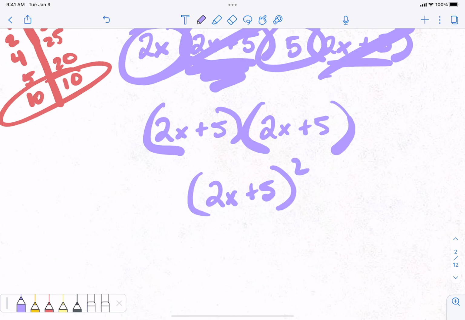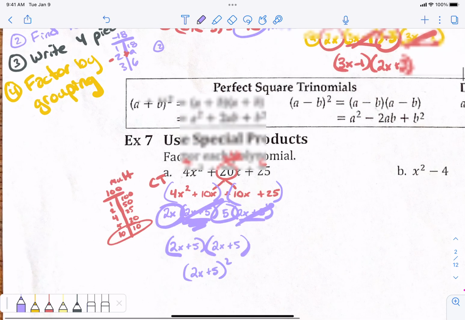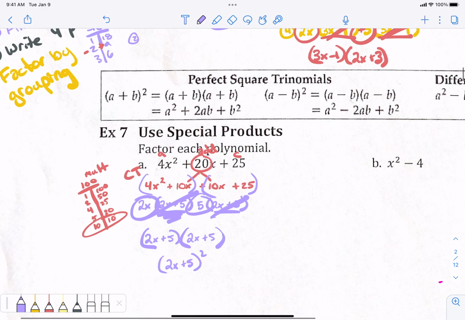Now, I skipped over this heading just because I wanted to see if you guys caught up on this. This is something called a perfect square trinomial, right? And perfect square trinomials are ones that have the same groupings, so you can write it like this if you want.